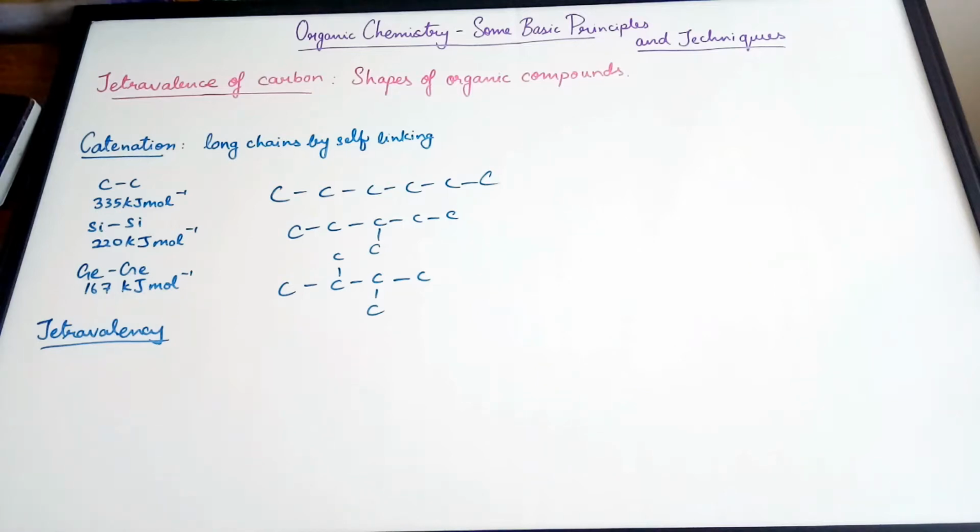This ability of carbon to form long chains has led to the synthesis of compounds called polymers. Polymers are the long carbon chains which are present in plastics.